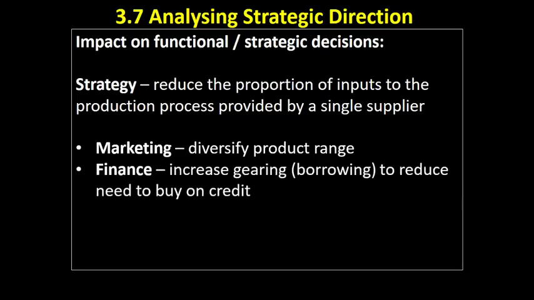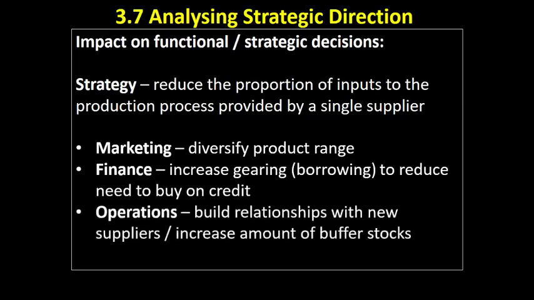In terms of finance, maybe we'll look to increase our gearing, so we've got more cash, because then we've got greater choice of suppliers. We're not looking for the suppliers that are going to be able to offer us credit terms. We can go to any supplier because we can pay cash up front for the product, and we don't need to rely on that supplier being generous to us and giving us credit terms. So it should increase the number of suppliers that we have available to us.